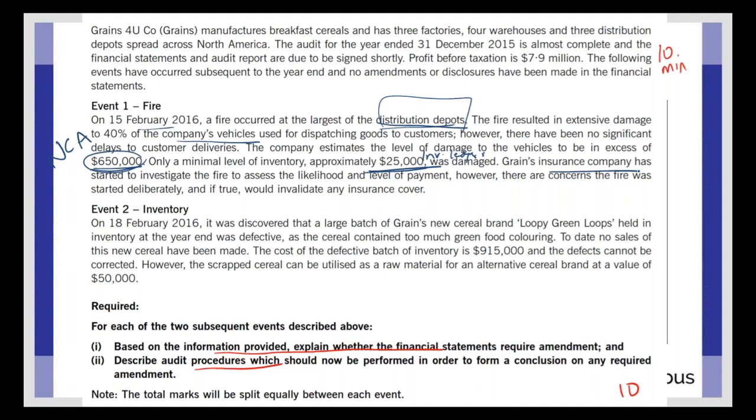Then they said, oh, there's a third party. The minute you see a third party, there are easy marks. I can either inspect the correspondence or I could circularize the insurance company and find out the chances that they will be covering the damage through their insurance policy. So these were the scenario specific ones.